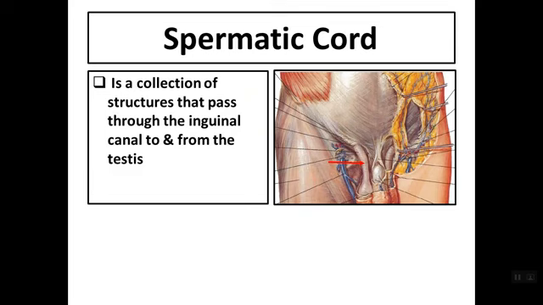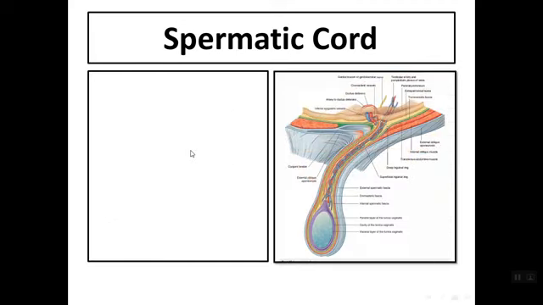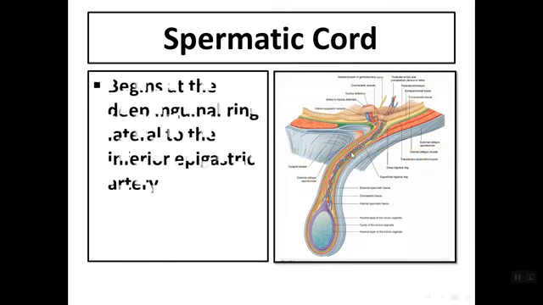What does the inguinal canal facilitate the passage of? It is the passage of the spermatic cord in males. The spermatic cord will pass through the inguinal canal. It is a collection of structures that pass through the inguinal canal to and from the testis. So the spermatic cord is a collection of structures.